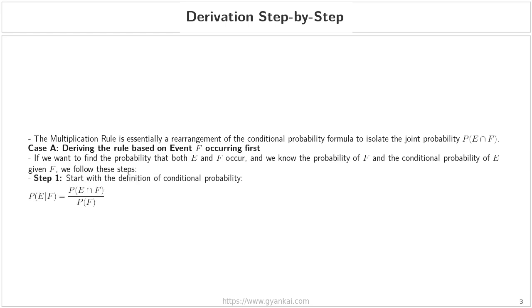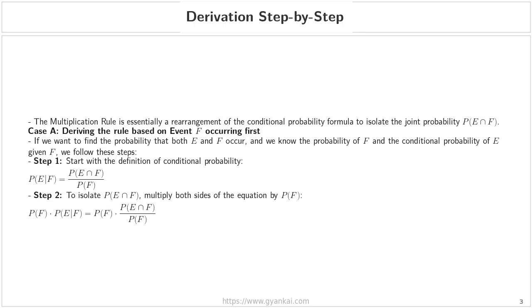Step 1, we start exactly where we left off, with the definition of conditional probability. That is, the probability of E given F equals the probability of E intersection F divided by the probability of F. Step 2, to isolate our target, the probability of E intersection F, we need to get rid of that denominator. So, we multiply both sides of the equation by the probability of F. This gives us the probability of F, multiplied by the probability of E given F, equals the probability of F, multiplied by the probability of E intersection F, all over the probability of F.